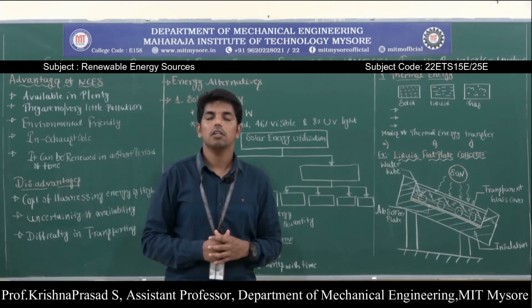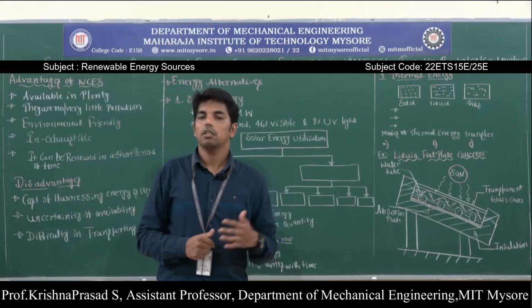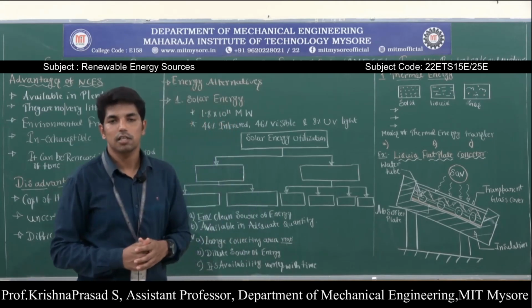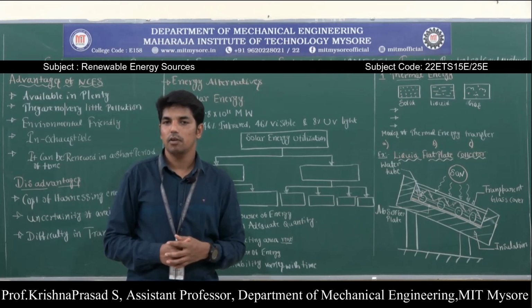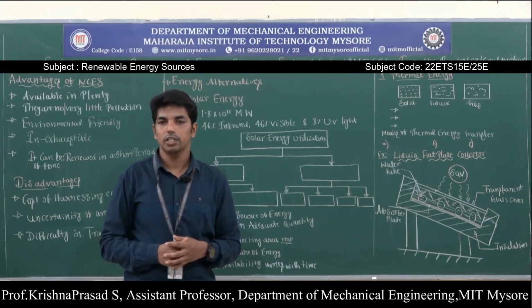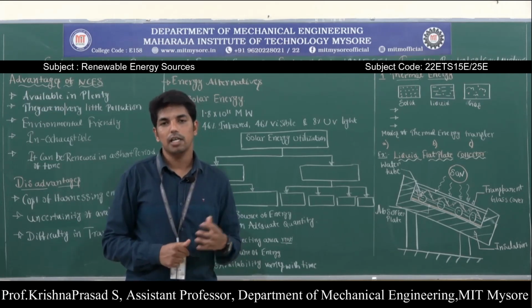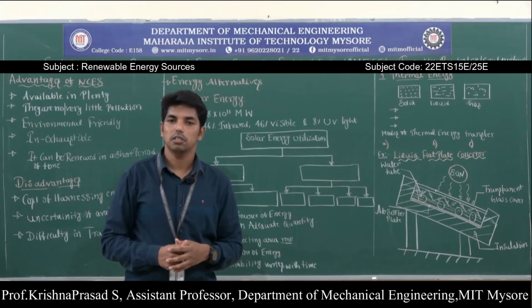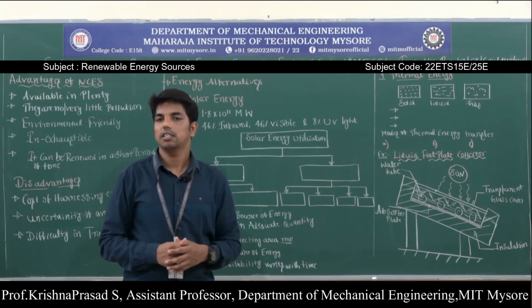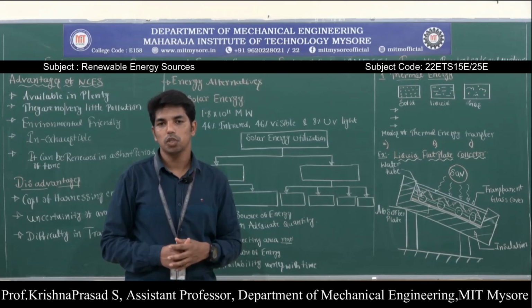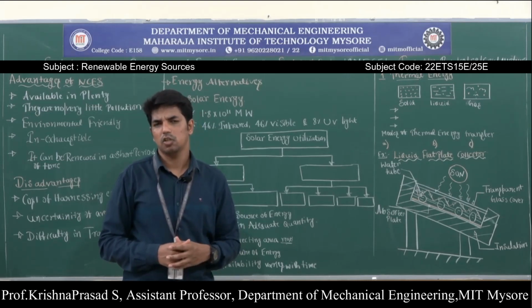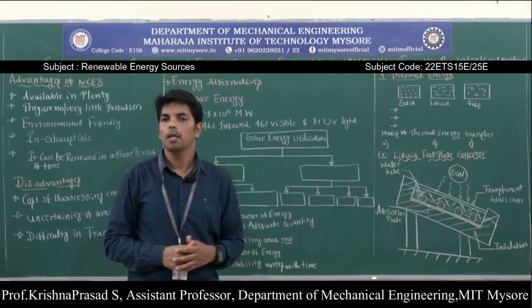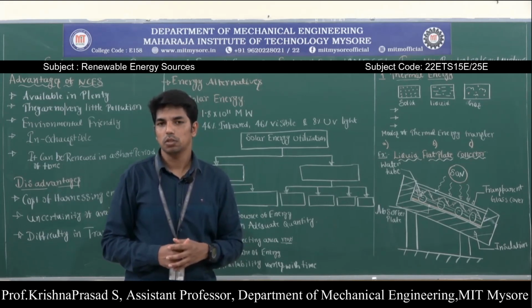So then what are the different non-conventional energy sources? The different non-conventional energy sources are like solar energy. Solar energy is nothing but energy radiated from the sun in the form of electromagnetic radiation. Wind energy is nothing but kinetic energy associated with large masses of air. Tidal energy is energy obtained from the tides of the ocean. Then geothermal energy is energy stored deep inside the earth's crust. So these are some of the non-conventional energy sources.